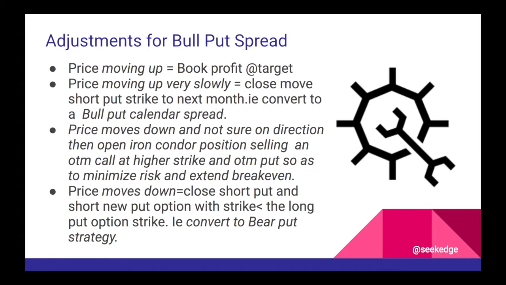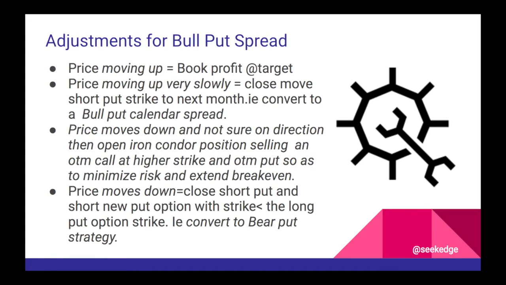But if the price is moving down against what you're doing, one option is to convert this into an iron condor. To make an iron condor, you have to buy an OTM call at a higher strike and an OTM put. We'll be studying the iron condor in the next videos. It's a non-directional strategy where you can minimize your risk, and the break even is also extended further if you convert. And if the price is moving down, you can always convert it into a bear put strategy, which we'll be studying in the upcoming videos.